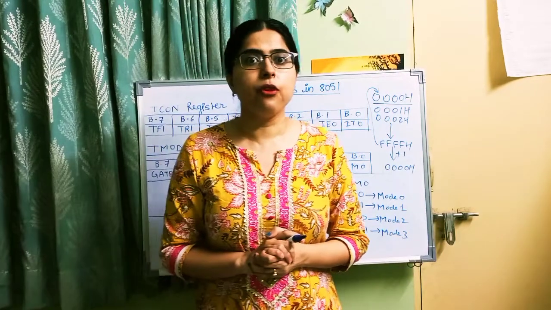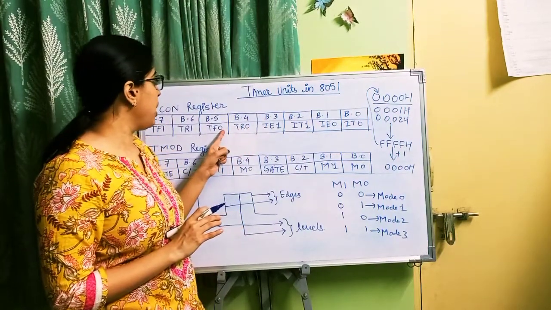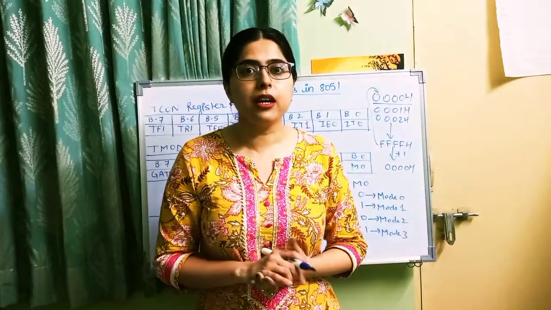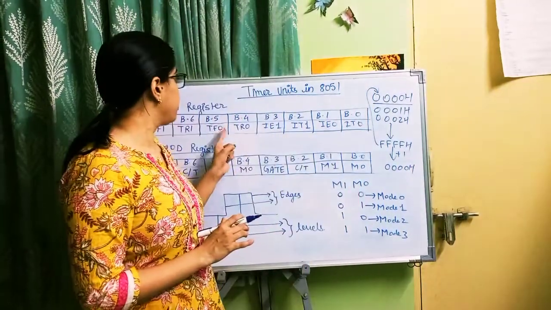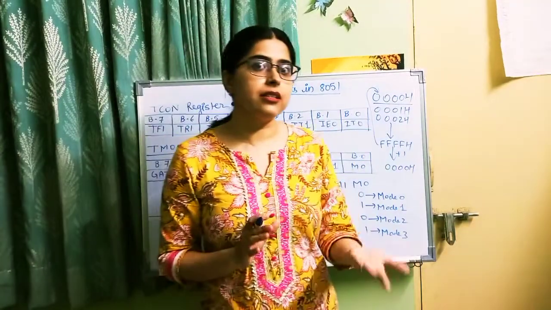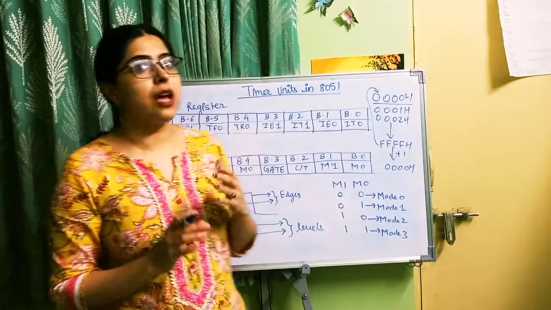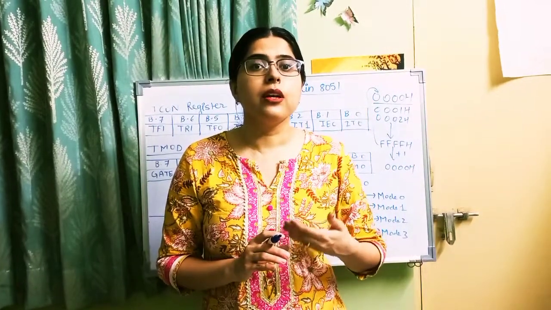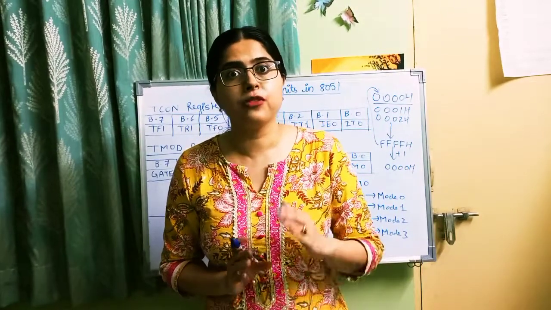This means when the overflow occurs in timer 0, this TF0 is set to 1. And when the interrupt related to timer 0 is executed, this TF0 again becomes 0, meaning it is cleared. Clear? Now we have TR0, the timer 0 run control bit. When this TR0 is 1, timer 0 is running, and when TR0 is 0, it stops running.